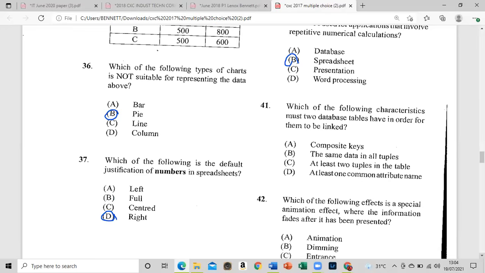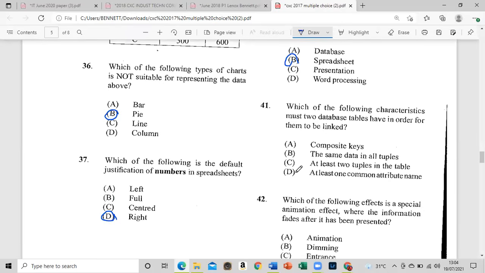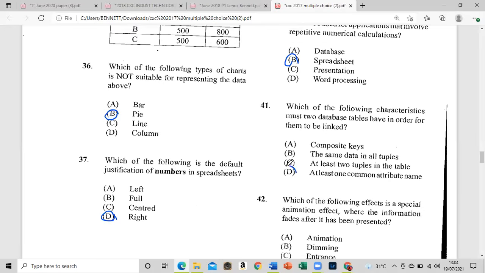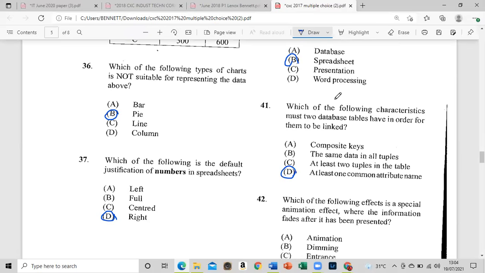Which of the following characteristics must be used to have in order for them to be linked? Is it A, composite keys, B, the same data in all tuples, C, at least two tuples in a table, or D, at least a common attribute name? The name must be common. They must have that in common, all right? So 41 would be D.